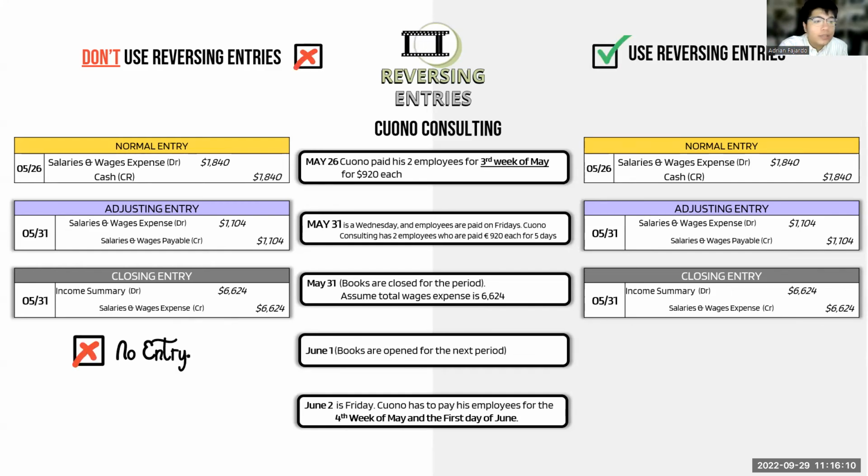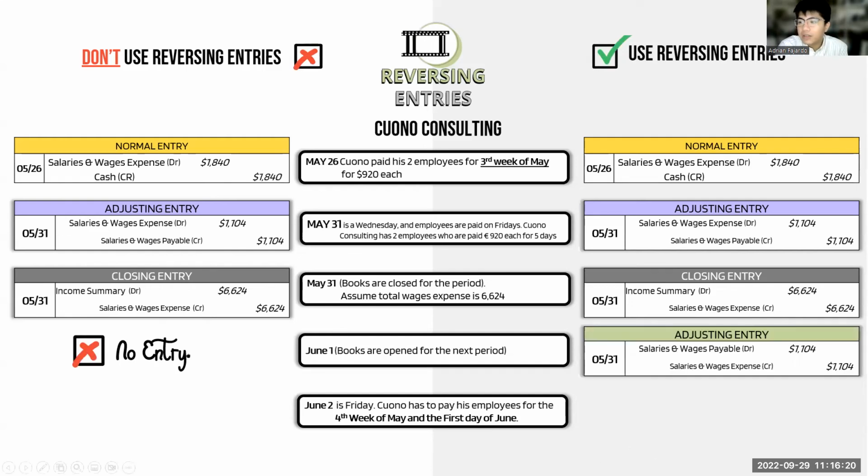In June 1, books are open for the next period. So you have 2 options. You can opt not to make a reversing entry because it's a hassle to do. Or you can create a reversing entry. And basically, as you can see, it's just the reverse, right? So debit salaries, wages payable, 1,104. Salaries, wages, and expense of 1,104.